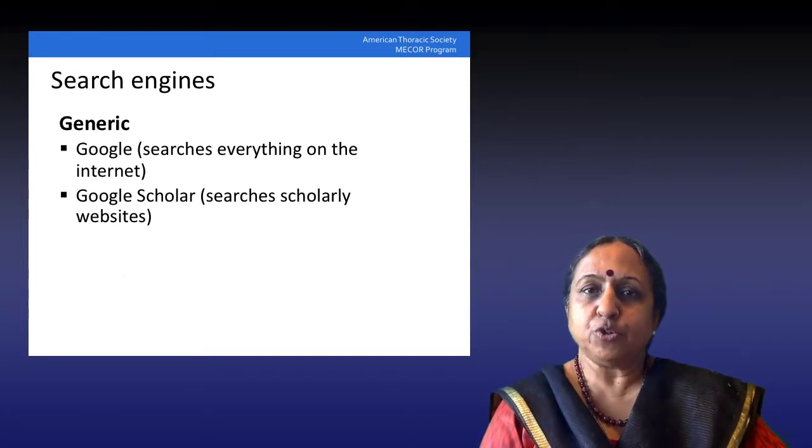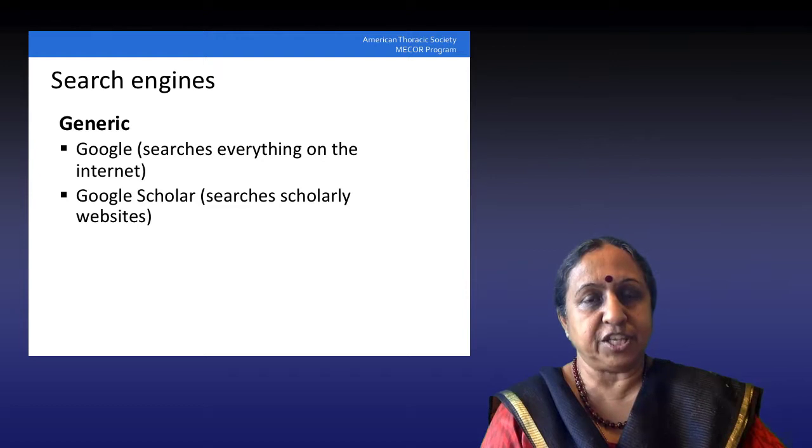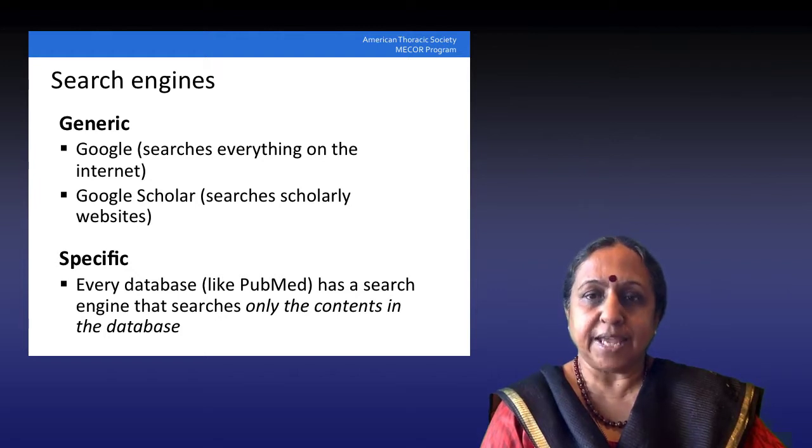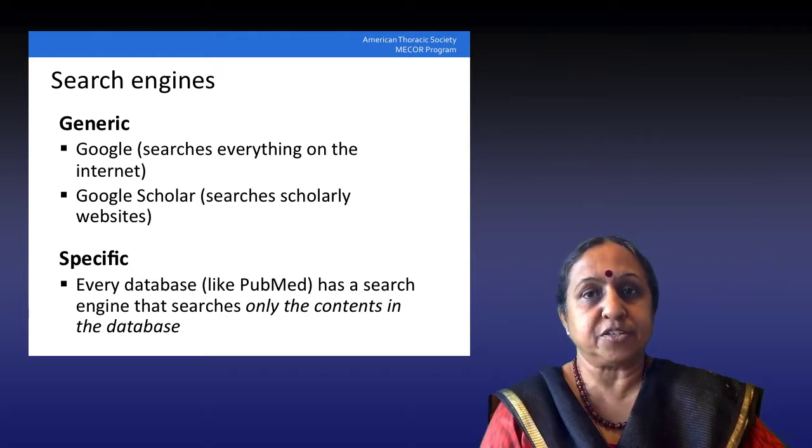A word about search engines. Search engines may be generic, like Google, which searches everything on the internet, or Google Scholar, which searches all over the internet but only scholarly websites of books, journals and more. Specific ones: every database like PubMed has a search engine that searches only the contents of that website. It doesn't crawl outside that website.